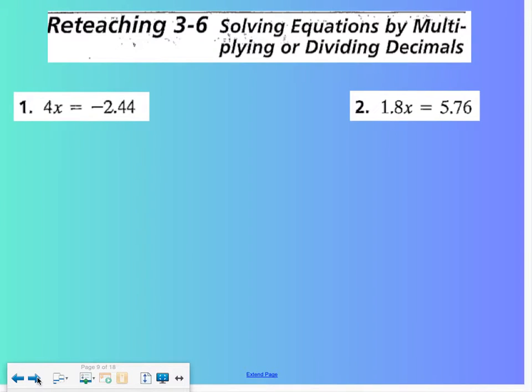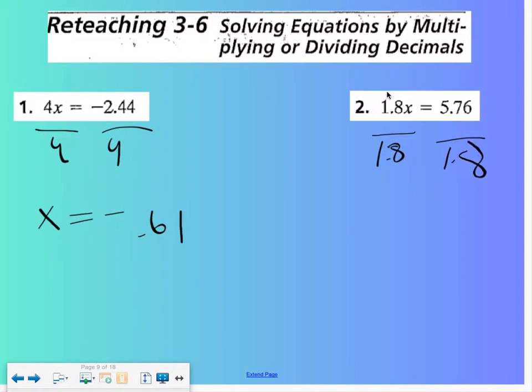Moving on to section 3.6, same type of idea, but with decimals. How do you undo this? Multiply both sides by 4. x equals negative 2.4 divided by 4, so we already know it's going to be a negative. It comes out to 0.61. Number 2, divide both sides by 1.8. This goes to 1. We get x equals, and it's going to be a positive, 3.2.